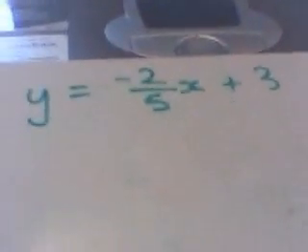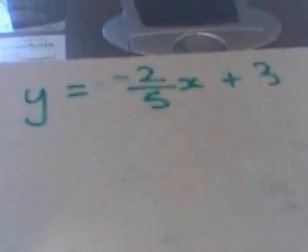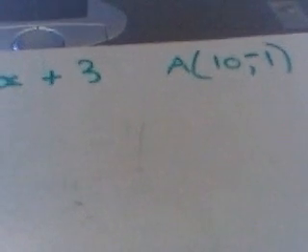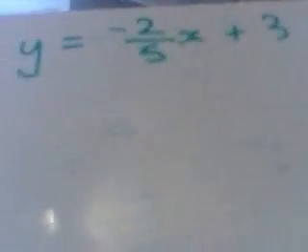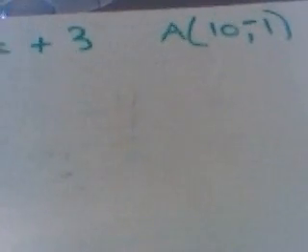And now it's your turn. So you're given the line y equals -2/5 x plus 3, which goes through the point 10, -1. Find the line that's perpendicular to the initial line, which also goes through 10, -1. Let's see how you get on with that one. Press pause.